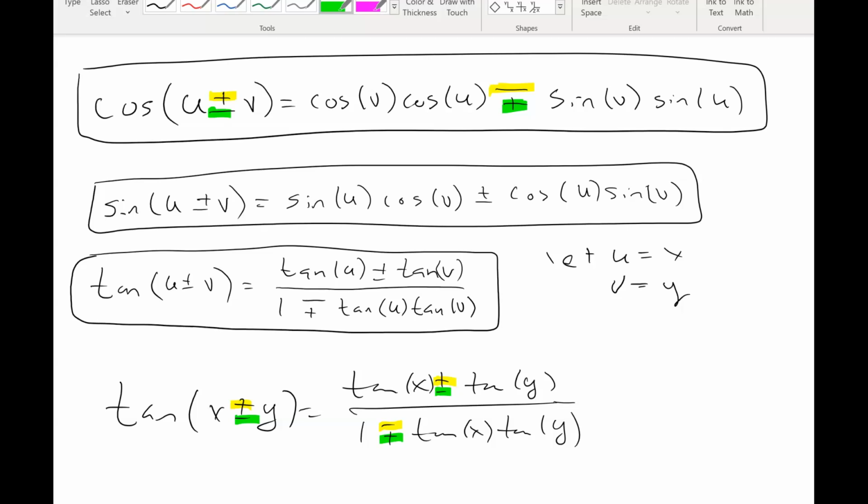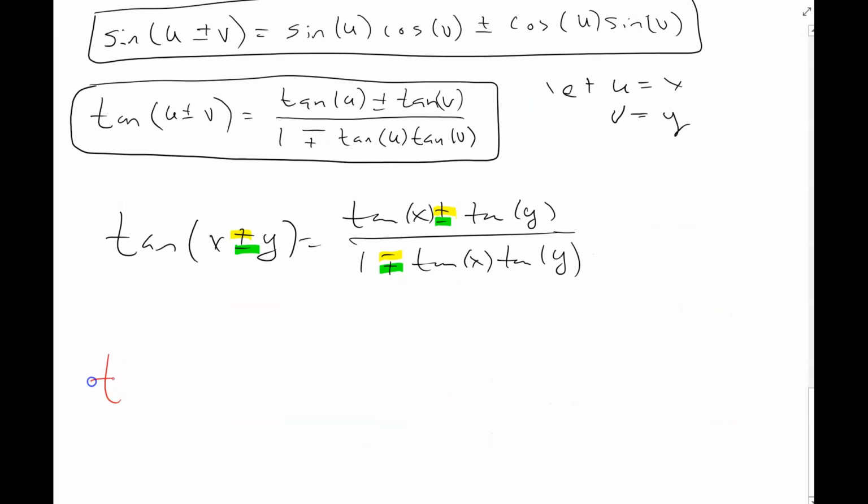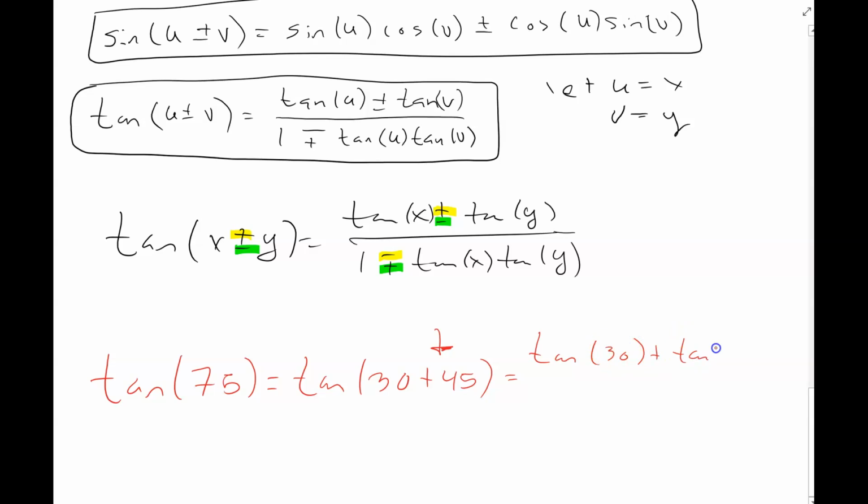So, for example, if I wanted to do tan of 75, I could write this as tan of 30 plus 45, right? Because I'm using the plus formula here, I'm going to use the top sign in my formula. So I'm going to have tan 30 plus tan 45 over 1 minus tan 30 times tan 45.